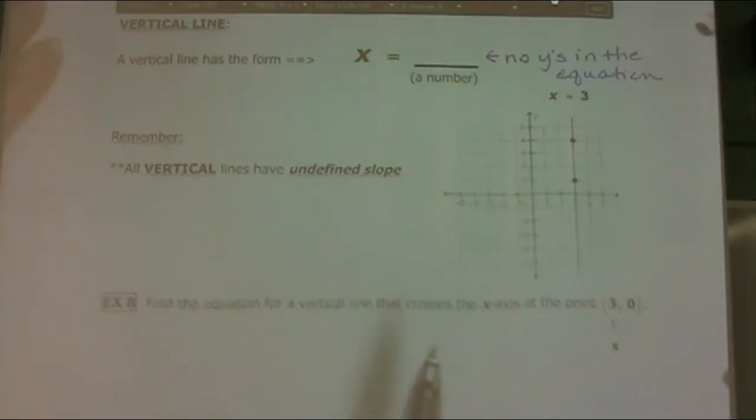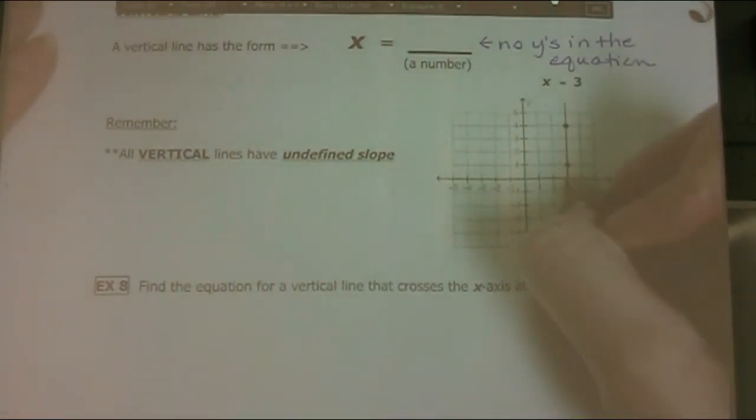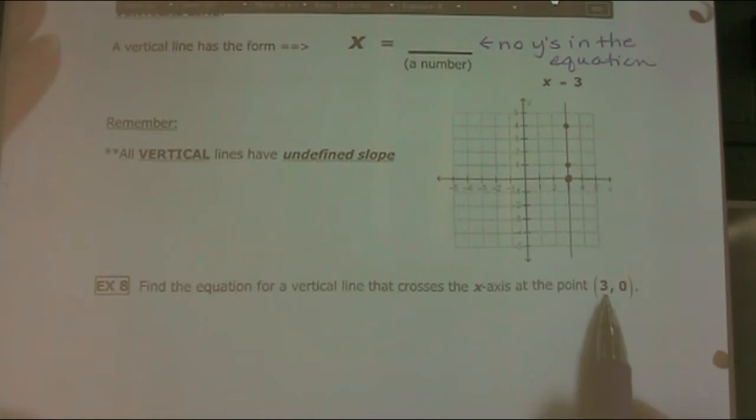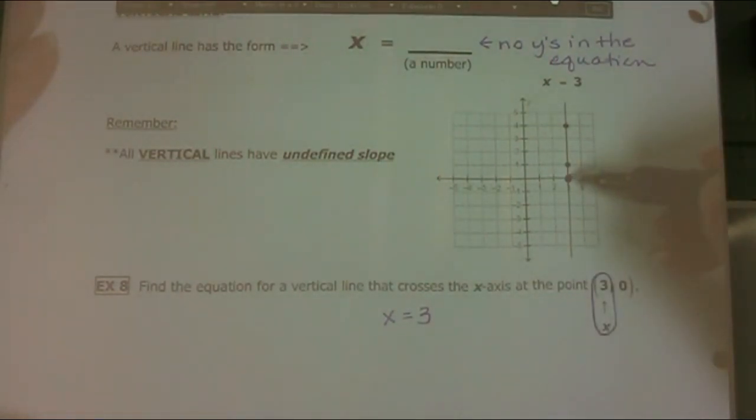Here's an example. At the bottom of the page, we have find the equation for a vertical line that crosses the x-axis at the point 3, 0. So we're going to plot 3, 0. It's right here. There's a vertical line that goes through it. Remember, the equation for a vertical line is x equals a number. Go to our coordinate. The x value is 3. So our equation for our vertical line is x equals 3. And notice, it's a vertical line that passes through 3 on the x-axis.